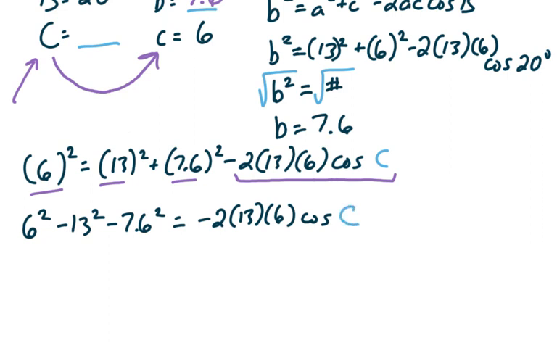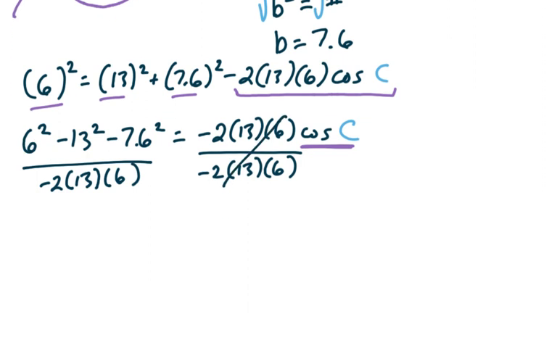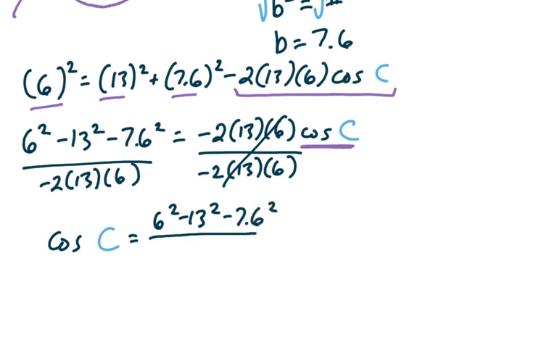And just like before with law of sines, if we're trying to solve for C, we really want to solve for cosine C, get that by itself. Which means we need to get this whole term by itself because it's all being multiplied. And I did it, that's great. But now we need to get the cosine of C by itself. So I'm going to divide both sides by the negative 2 times 13 times 6. Okay, and that cancels this. And now you get the cosine of angle C equals 6 squared minus 13 squared minus 7.6 squared over negative 2 times 13 times 6.